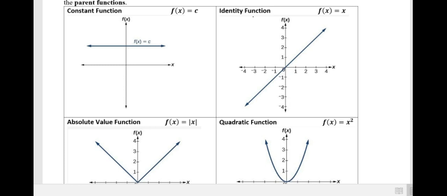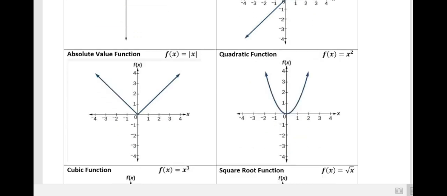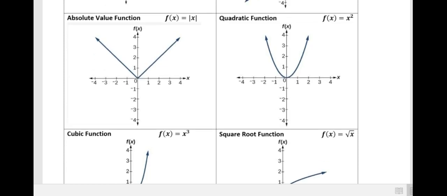The identity function, which we also call the linear function, this is going to be the graph of that linear function. And then we have the absolute value function. Notice the equation is f of x equals the absolute value of x, and the graph looks like a V shape.